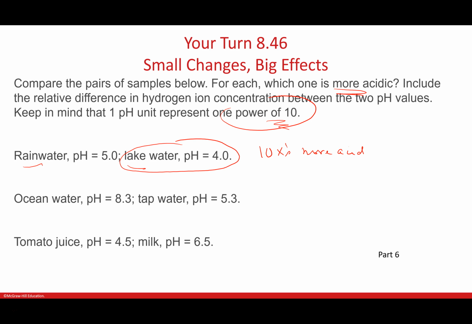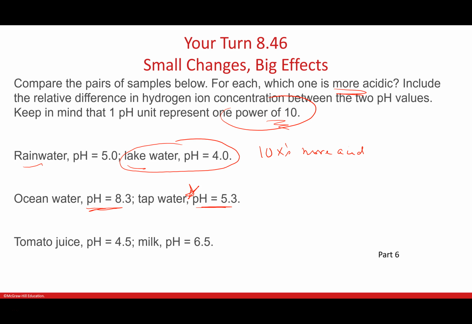Okay, so Natalie. Which is more acidic? Ocean water with a pH of 8.3 or tap water with a pH of 5.3? Ocean water. More acidic? So the lower the pH, the more acidic. Yep, so tap water is more acidic. And then I think I'll break this up, unlike what I did for Autumn.